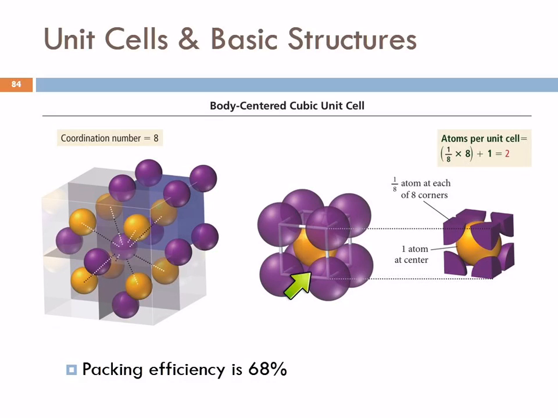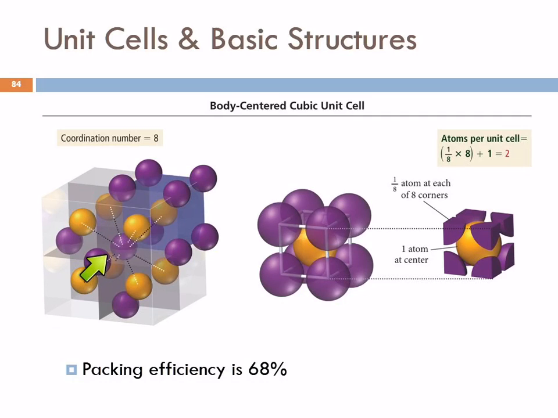Here is that body-centered cubic unit cell showing all of the corner atoms intact. Here it is showing just the parts of those that are in the unit cell. If we take this and we repeat it over and over again, we get the structure. That's what the unit cell is.